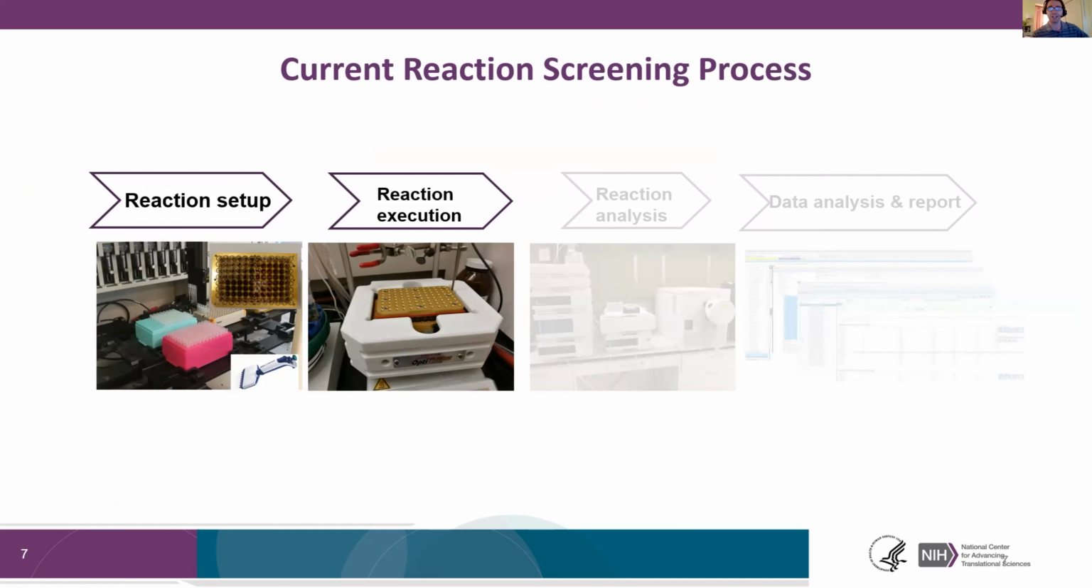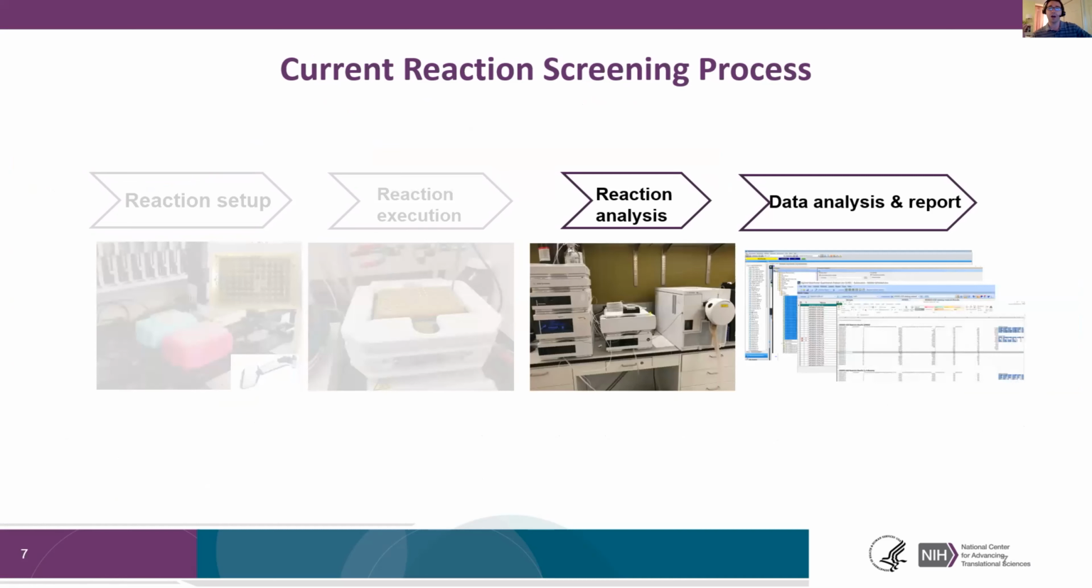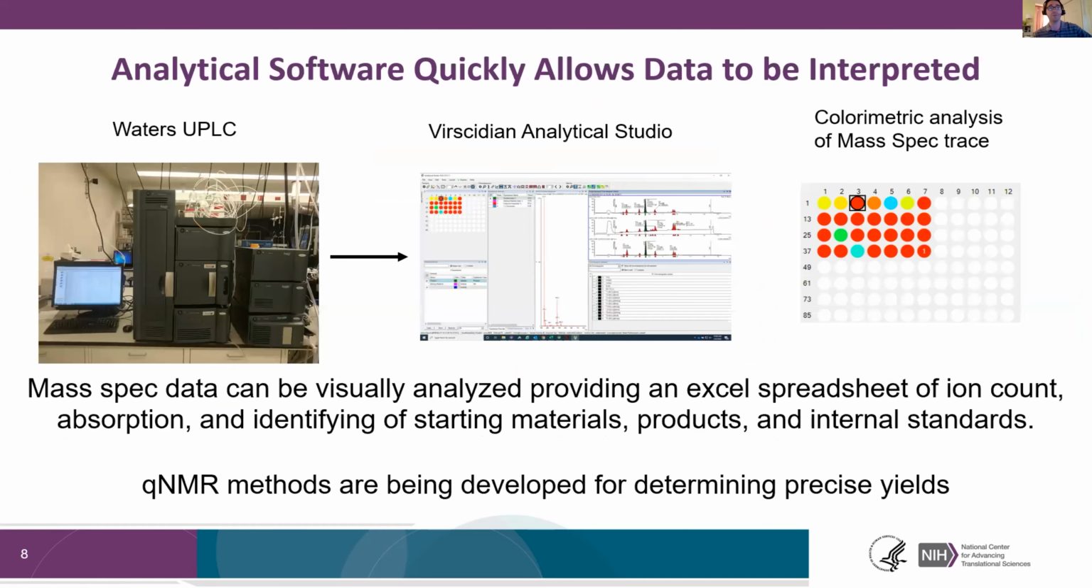So now that I've talked to you about how we are automating the process for the reaction setup and execution, I now want to talk to you about the reaction and data analysis portion. We have a Waters UPLC dedicated for this project. It does slightly under 2-minute runs for each sample. So if you're running a 96 well plate, that takes about 3 hours to run, which is very quick to run essentially 100 reactions.